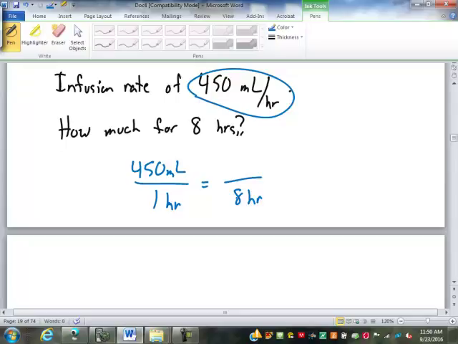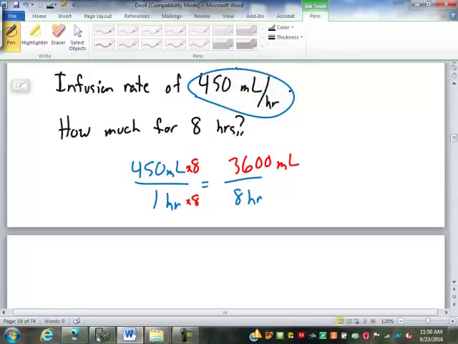Now we're looking at this. This looks like fractions, and it is. One way we could go about this is ask ourselves, well, 1 hour times what makes 8? Well, 1 hour times 8 makes 8. So the top up here would have to be multiplied by 8 as well. So 450 times 8 is 3,600 milliliters.